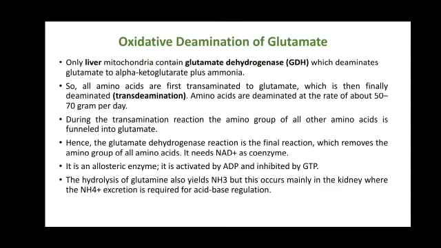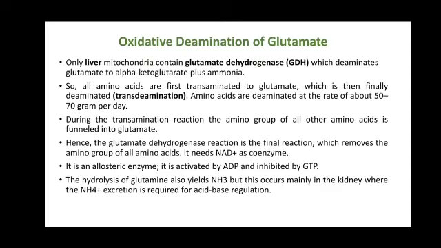So during the transamination reaction, the amino group of all other amino acids is funneled into glutamate. Hence the glutamate dehydrogenase enzyme reaction is the final reaction which removes the amino group of all amino acids. It needs NAD plus as a coenzyme. So it's an allosteric enzyme which is activated by ADP and inhibited by GTP.